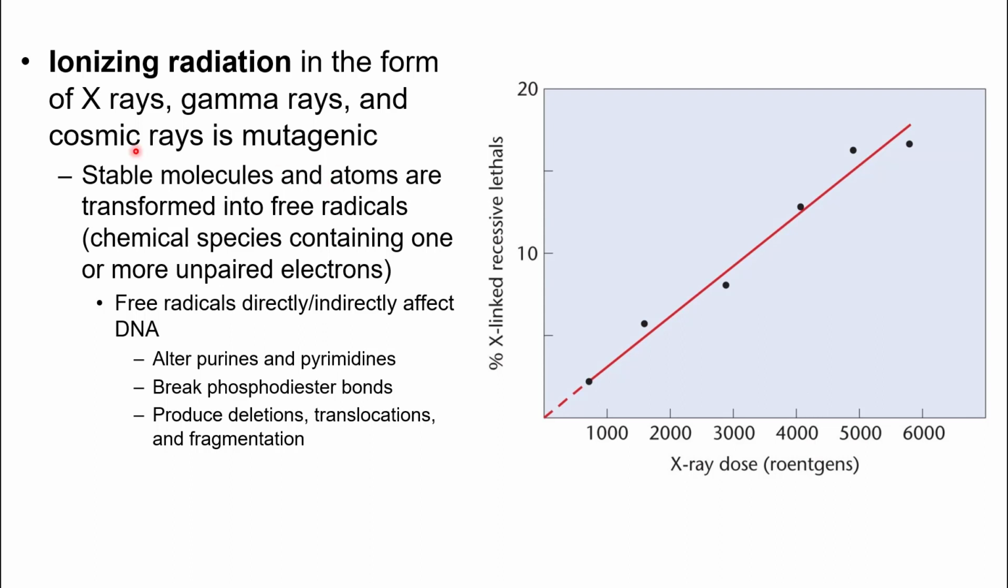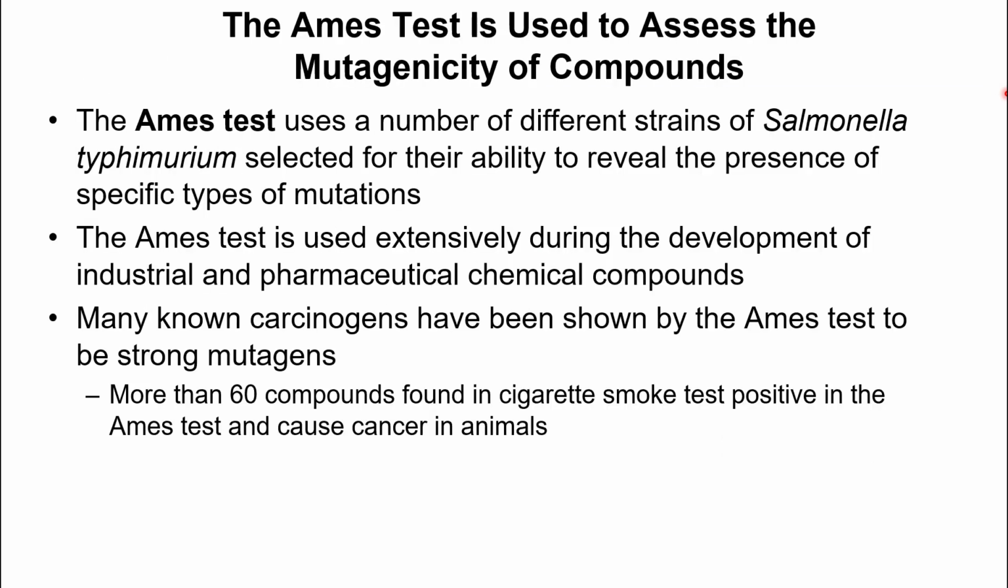We know that X-rays, gamma rays, cosmic rays, that they're mutagenic. How do we know that? Well, people have done tests in which they've exposed, in this case, these were probably rats being exposed to radiation, X-rays, and they found that, yeah, you get a lot more X-linked recessive lethal gene mutations occurring, the more radiation, the more X-ray doses. That's why when you go to the doctor, you get an X-ray, they tend to not like to do lots of X-rays really close together because it can cause mutations.